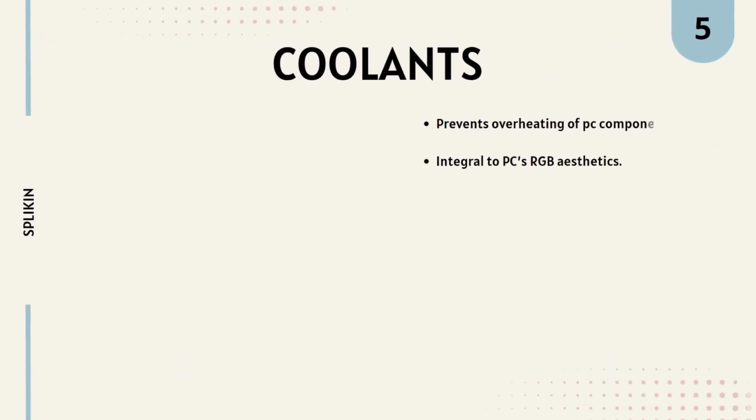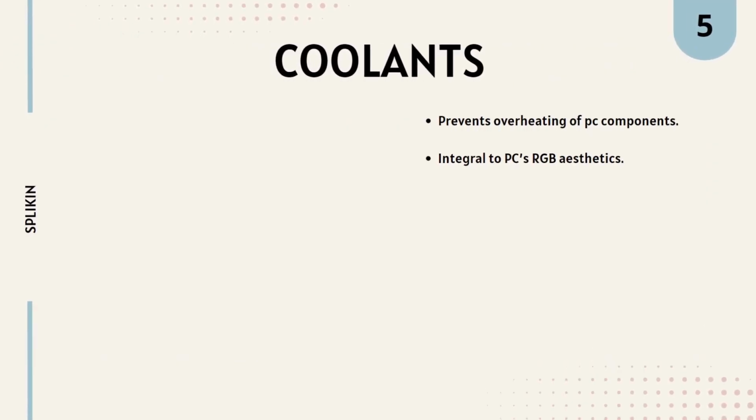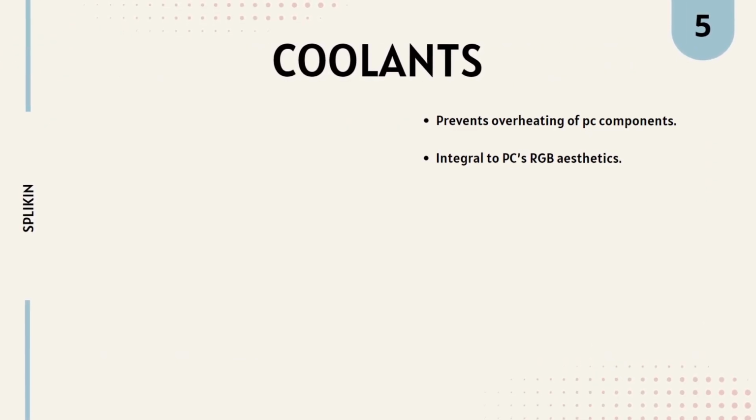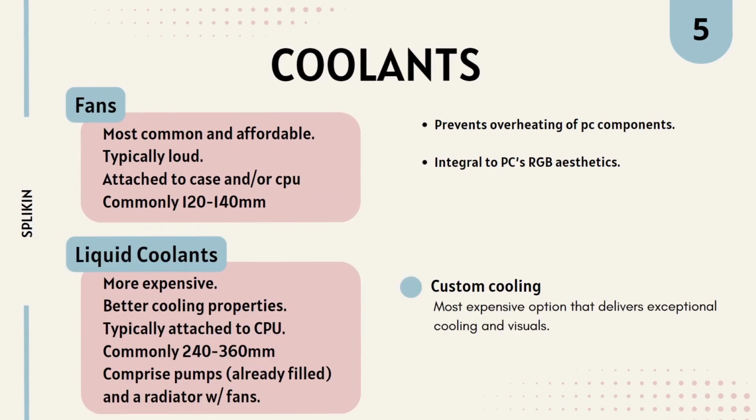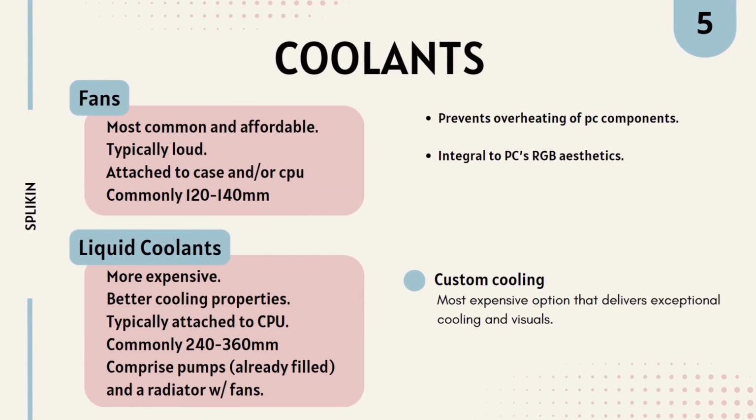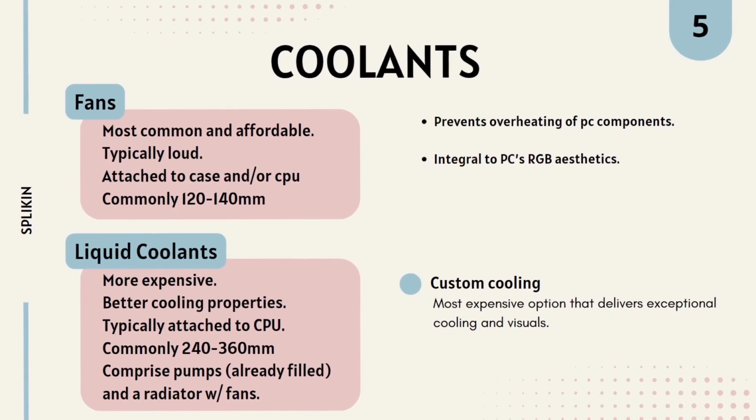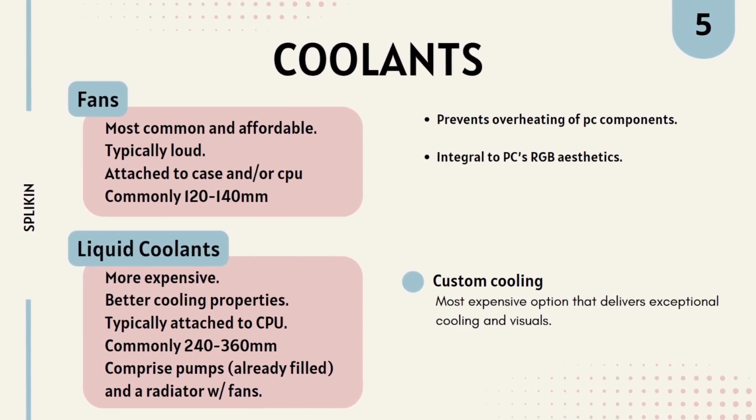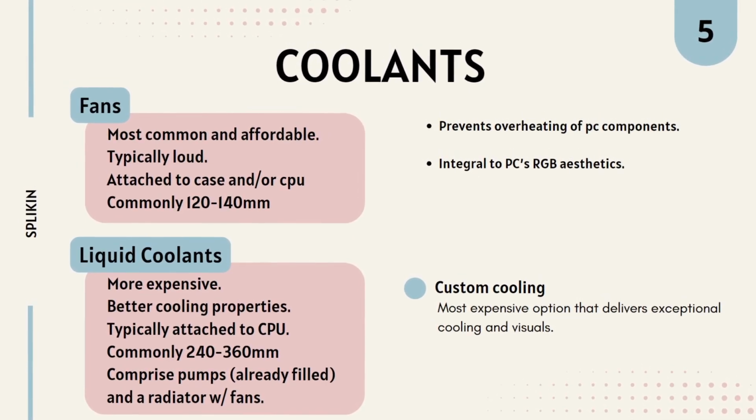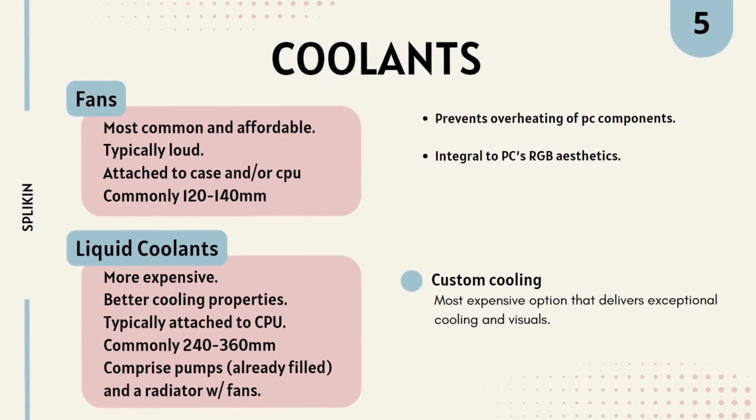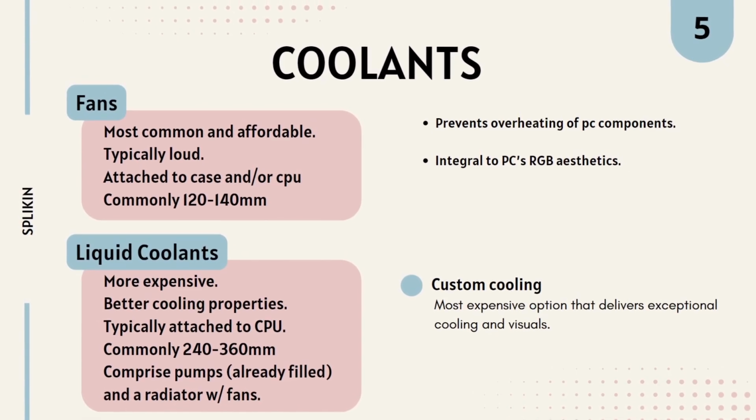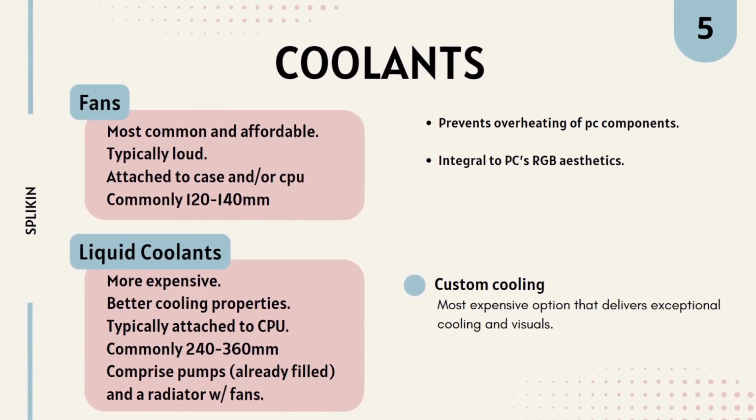So I've said coolants a lot, but what are coolants? Really, they just prevent overheating of PC components. There's 2 main types. There are fans and liquid coolants. Fans are most common and affordable, but they're typically loud. They're attached to the case and/or CPU and are commonly 120 to 140mm. On the other hand, liquid coolants are more expensive but have better cooling properties.